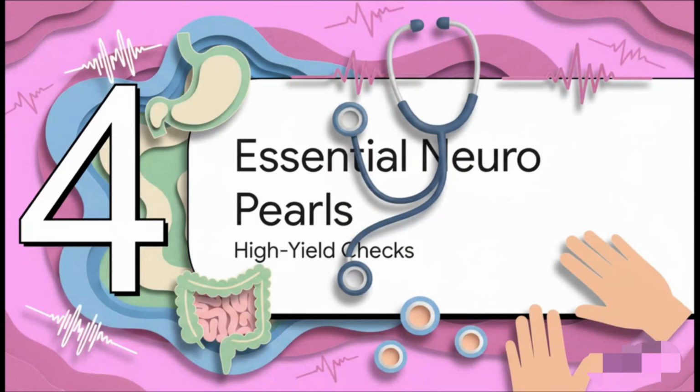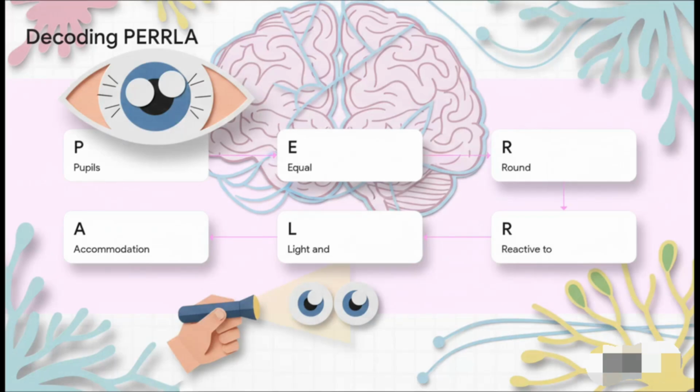Okay, moving on to Section 4, let's talk about some essential neuropearls. These are those high-yield neurological checks that you'll often integrate into your head-to-toe assessment. They can give you a really quick but incredibly valuable snapshot of a patient's neurostatus. A fundamental neurocheck is assessing the pupils, and the best way to remember and document this is with the mnemonic PERRLA. This acronym literally walks you through the whole assessment, step by step, making sure the pupils are equal, round, and reactive to both light and accommodation. And remember, accommodation is just when the pupils constrict as you bring an object closer to the patient's nose.